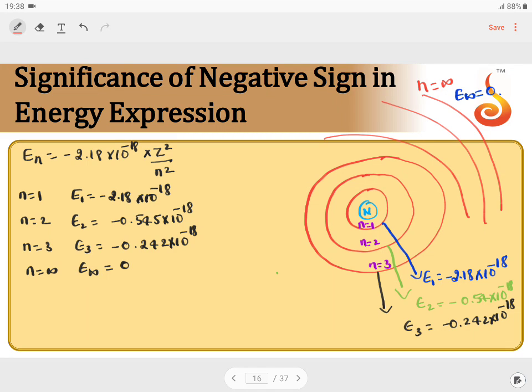Dear children, let us understand what is the significance of negative sign in energy expression. If you consider Bohr's atomic model, this is the energy expression for a given stationary state. That is, En is equal to minus 2.18 into 10 power minus 18 Z square by n square, that is joules per atom.